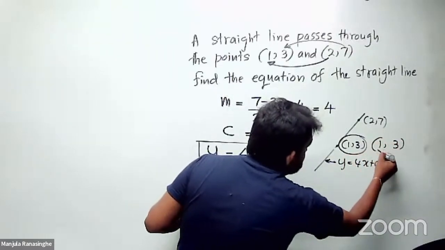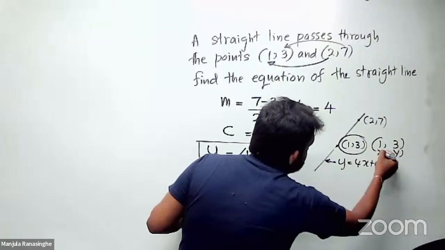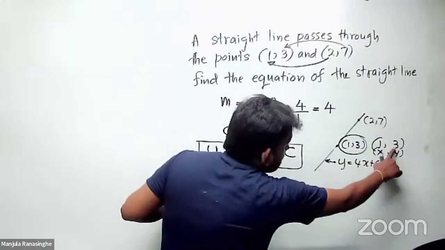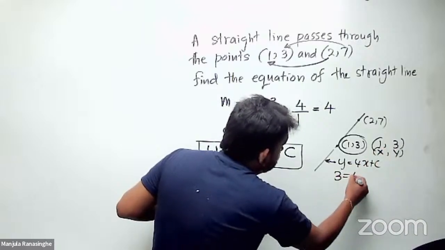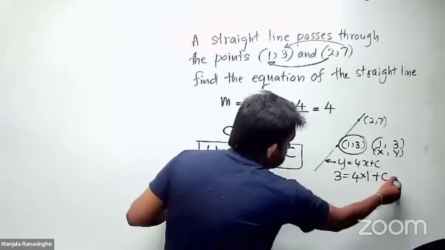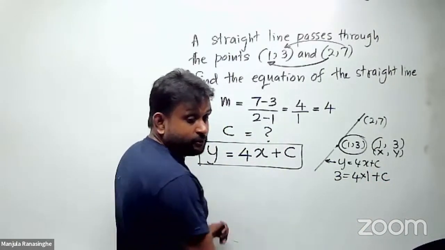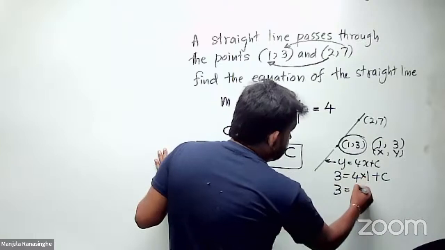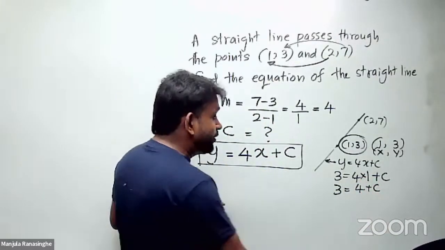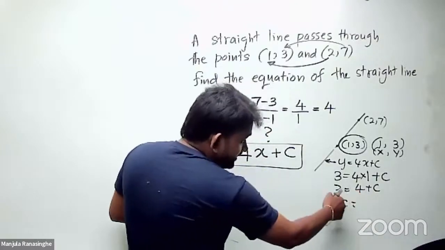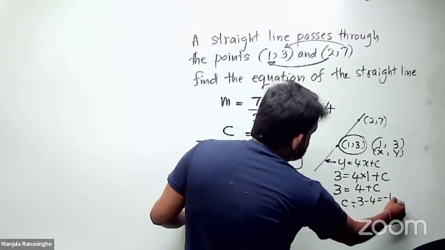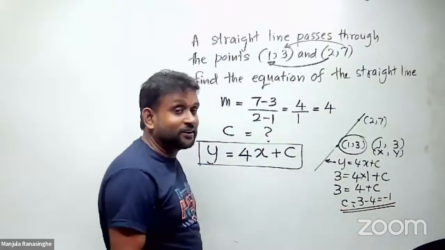So what is the x value? 1, and the y value 3. So in this equation, for y I substitute the y coordinate 3, equals 4 into the x coordinate 1, plus c. Now 3 equals 4 into 1, which is 4, plus c. So now you can find c. Just bring this 4 to the other side. Then 3 subtract 4 is -1.